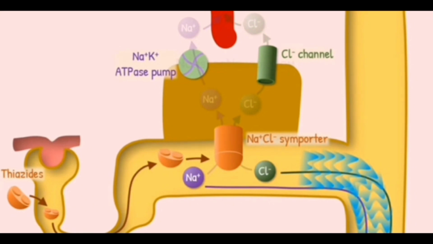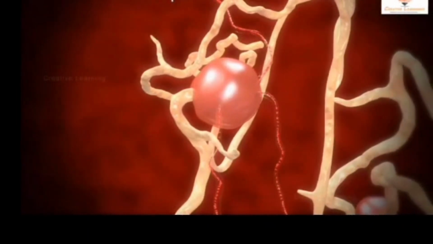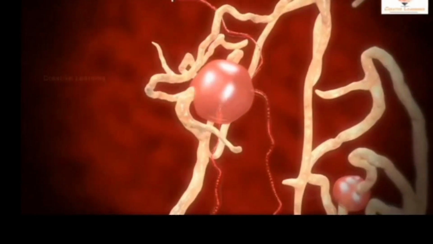The resulting contraction in blood volume stimulates renin secretion, leading to angiotensin formation and aldosterone secretion. This homeostatic mechanism limits the effect of the diuretic on the blood pressure. Now, let us take a look at the clinical uses of thiazide diuretics.